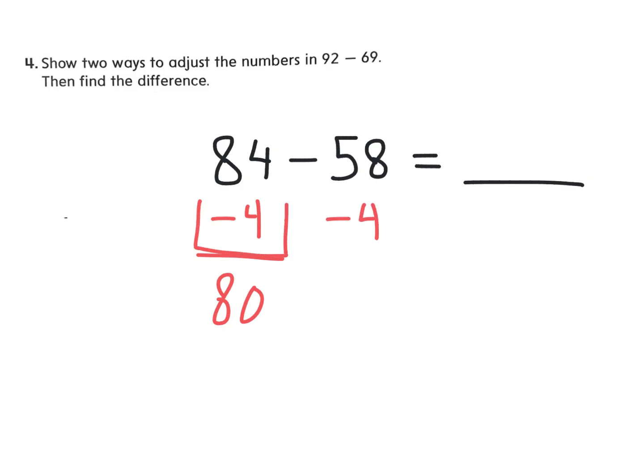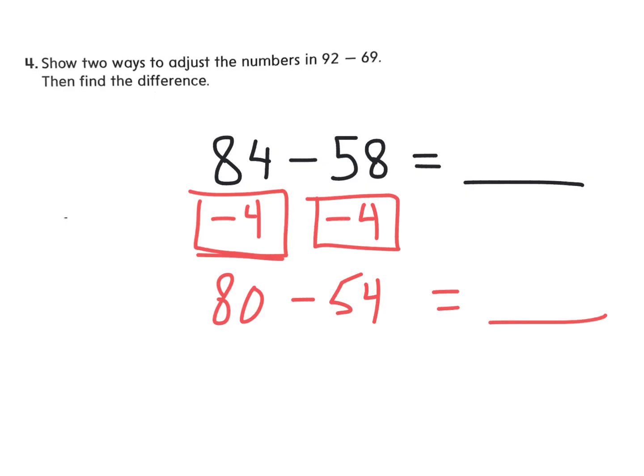I think in the homework they have these 2 in boxes like this. 58 minus 4 is 54. So my new problem is 80 minus 54, and that's an equivalent problem to 84 minus 58. It's going to give us the same difference.